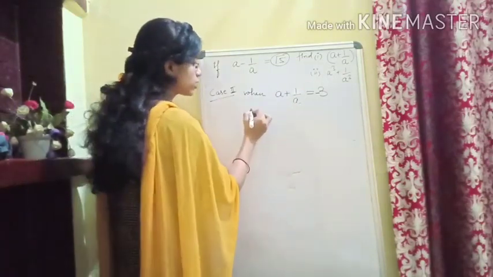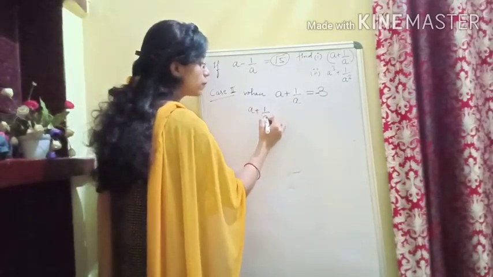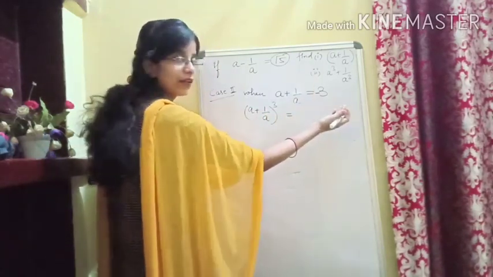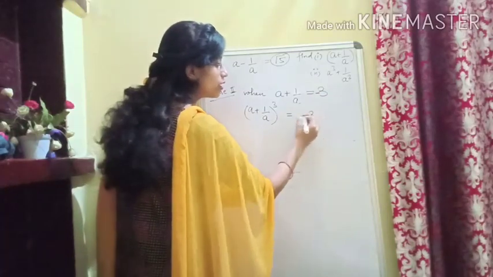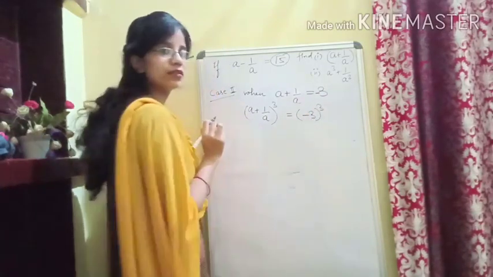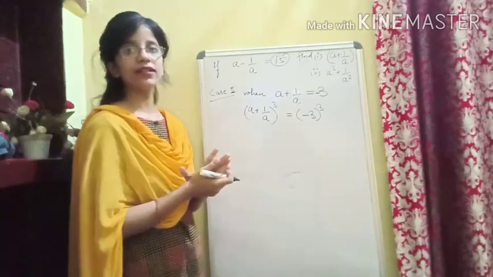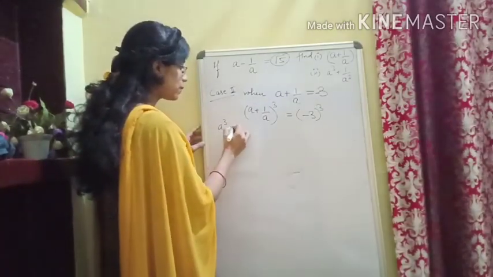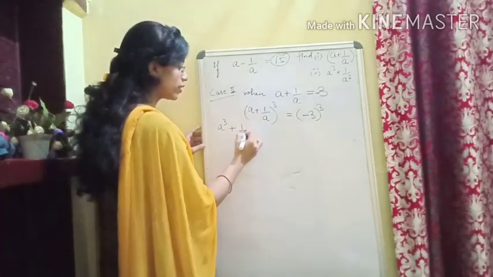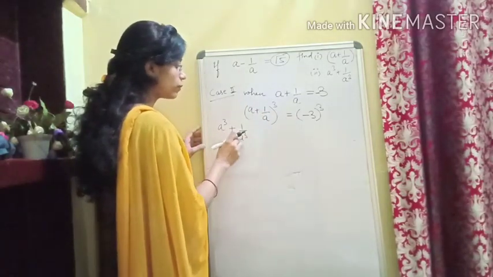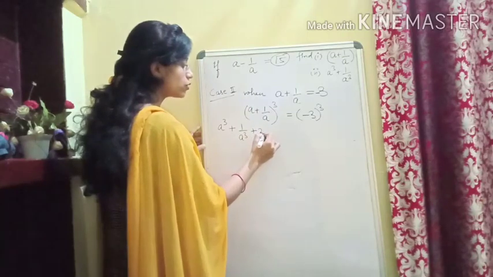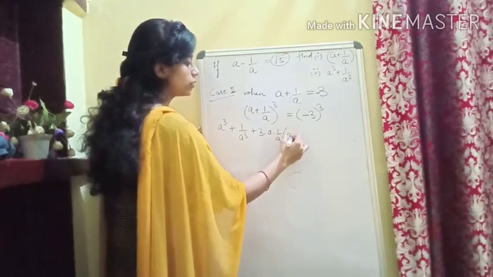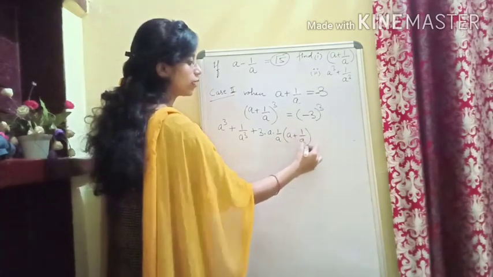So when you cube both sides, the left hand side will be (a plus 1 upon a) cube, and on the right hand side, be very careful, it is minus 3 and we are cubing minus 3. Now the left hand side we will expand in the same way. (a plus b) whole cube will be a cube plus b cube, which is (1 upon a) cube, plus 3 into a, b is 1 upon a, into (a plus b), which is a plus 1 upon a.